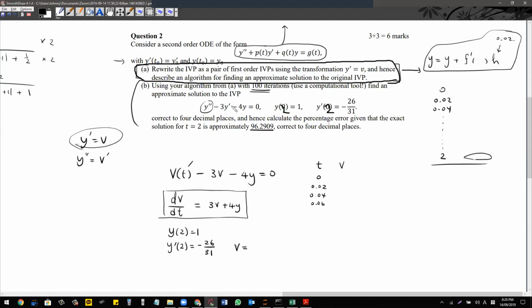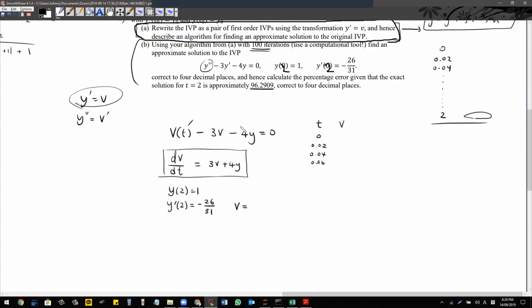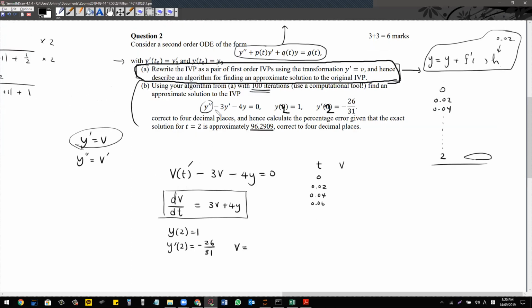But I'm just going to go straight into this question. So I wrote this one as V dash and this one as V dash, a V, and this is just a Y. And I rewrite this one so I get this first order. You can see that this is a first order differential equation, right? Why is it first order? Because there is no second derivative.